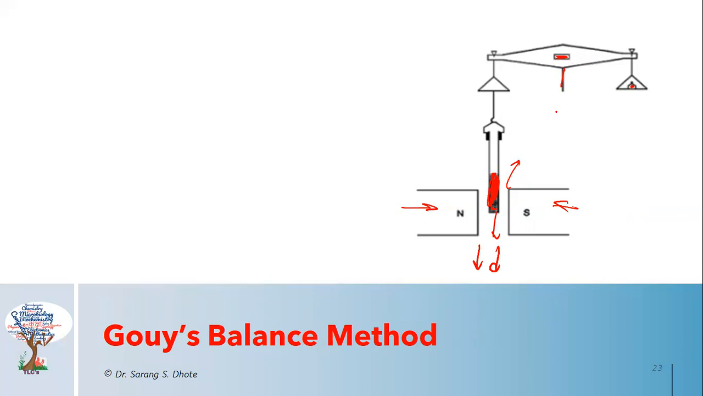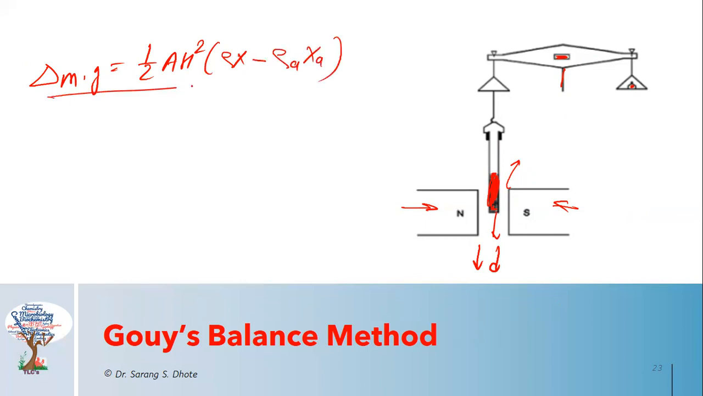The weights added or removed from the pan balance, and using the following formula, delta M into G is equals to 1 by 2 A H square (psi minus psi A) times density rho minus density A. By using this formula, we can calculate the change in that is the magnetic moment. So now delta M is nothing but the change in mass.